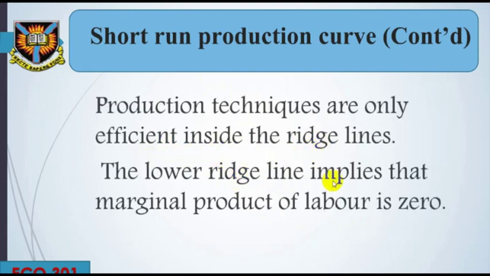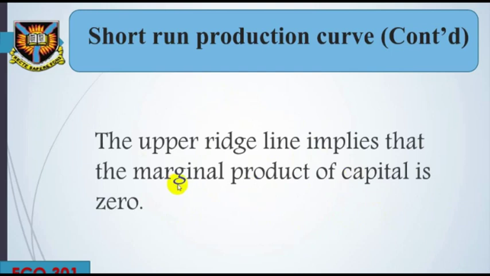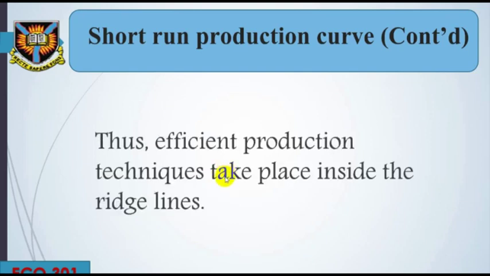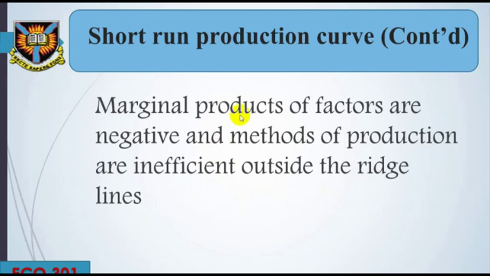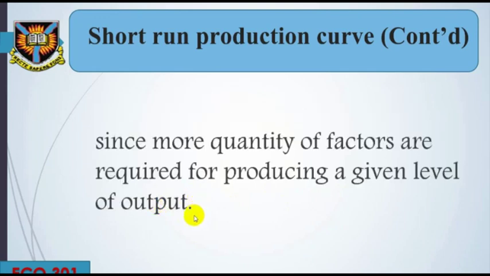The lower ridge line implies that the marginal product of labor is 0. The upper ridge line implies that the marginal product of capital is 0. Thus, efficient production techniques take place inside the ridge lines. Marginal products of factors are negative and methods of production are inefficient outside the ridge lines, since more quantity of factors is required for producing a given level of output.